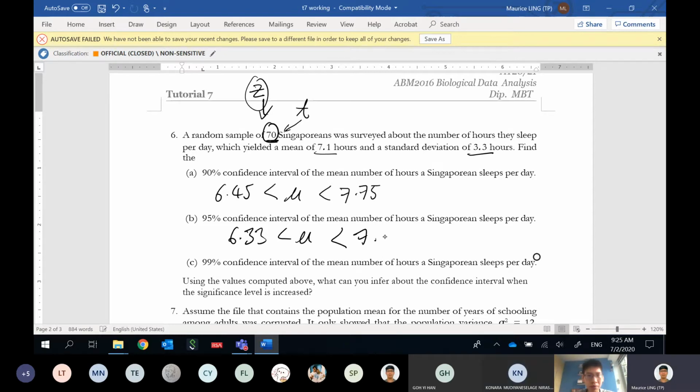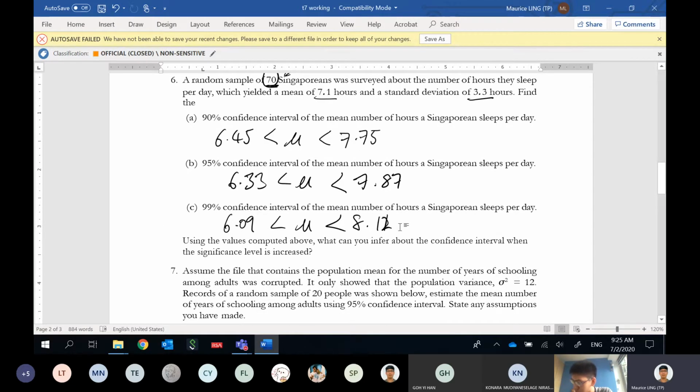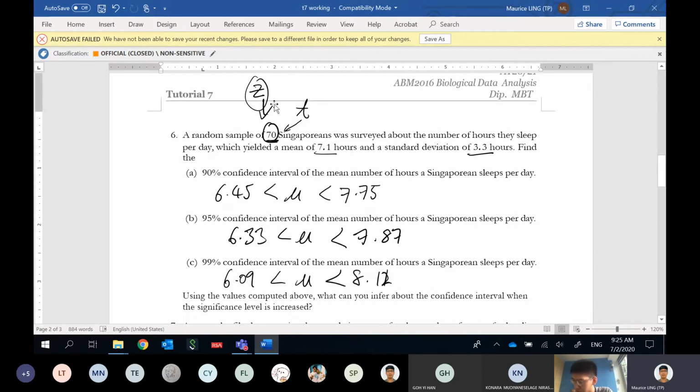7.87. If you use a T distribution or a Z distribution, it will give you the same answer because it's close enough. How about 99%? Greater than 6.09, less than 8.11. Okay, actually you should get nearly 8.2 because you used a different distribution, but we are still all right with it.